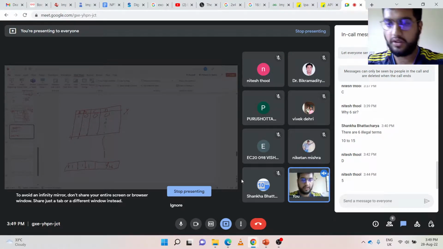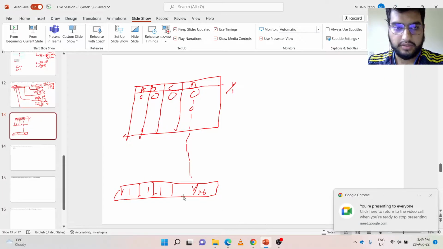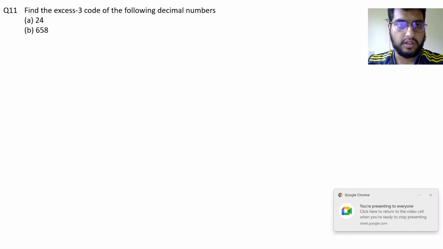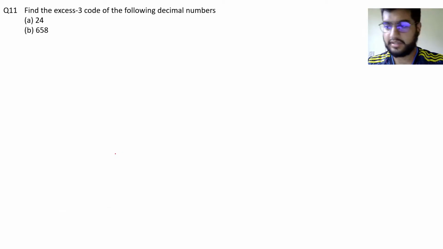So I can see there are no doubts regarding this question. We can move forward to the next question, question number 11. This is a simple question. It simply asks us to find the excess-3 code of the following decimal numbers. So how will we find the excess-3 code of the decimal numbers?